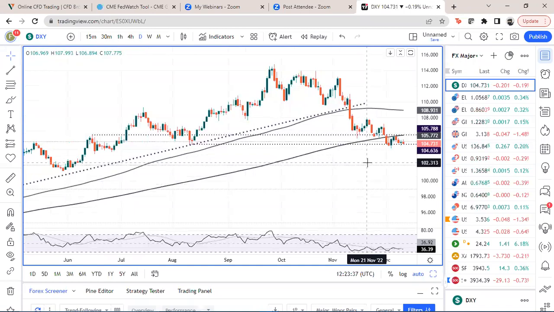Remember, that's the dollar against a basket of 6 major other currencies, with the euro by far the biggest weighting in this index, around 57% or so. So upside is capped by that 200-day moving average at 105.77. We've also got a high from June at about 105.78 as well. So it's pointing lower. The near-term low is 104.11. This is on the DXY.